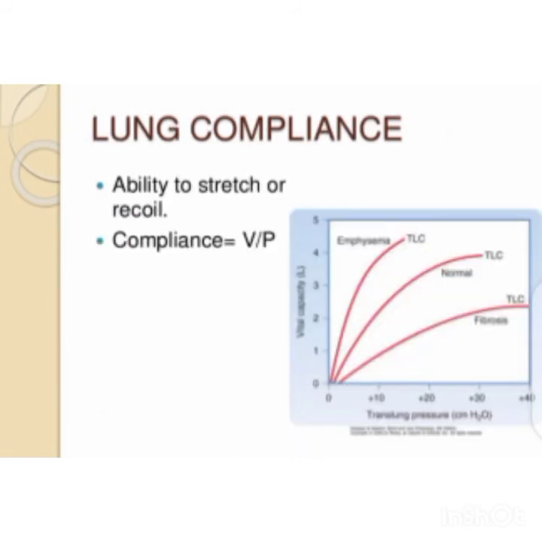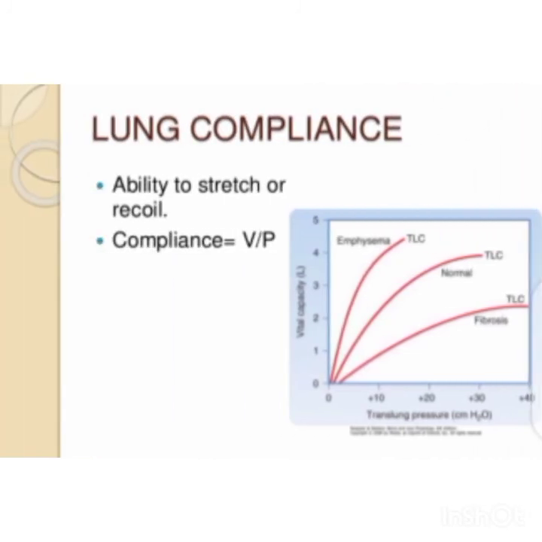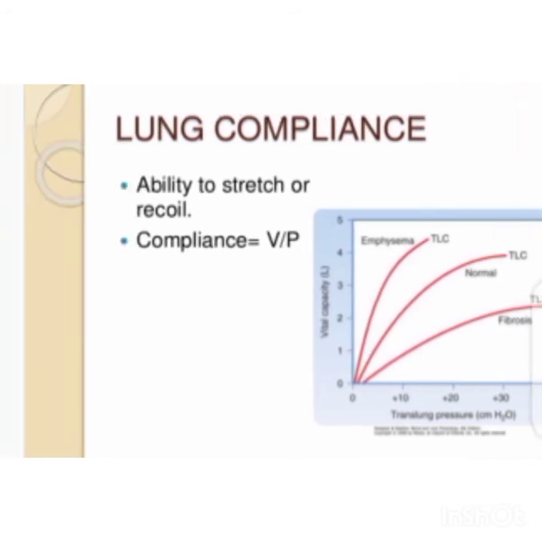Now, lung compliance. You have the ability to stretch or recoil. Compliance here. The vital capacity. You have emphysema there, can set in an abnormal state. You have emphysema. We have the normal state, and can also have fibrosis.